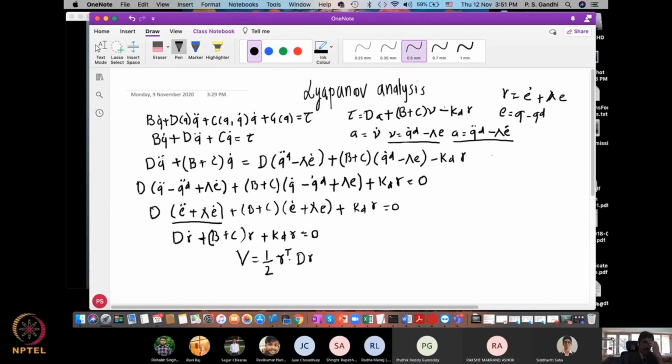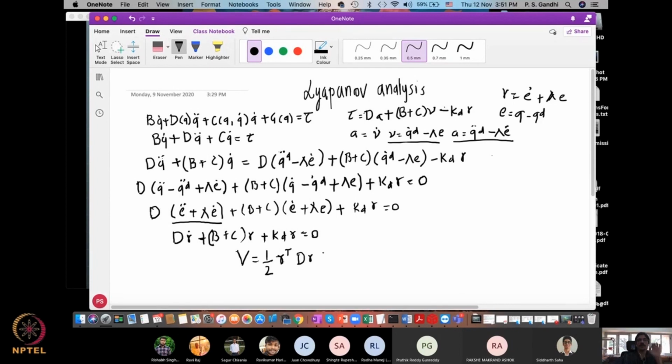Or if you say directly in terms of r, you can directly see that because D is positive definite, this has a positive form, and r contains all my system vectors. The system has only a first order kind of form here, so I don't need r dot in this V expression at all. If this had been r double dot, then I would need r dot here for the positive definiteness. Is that part clear?